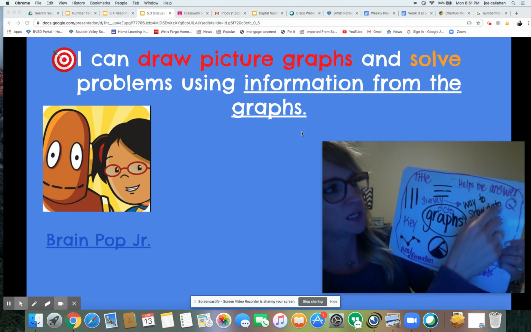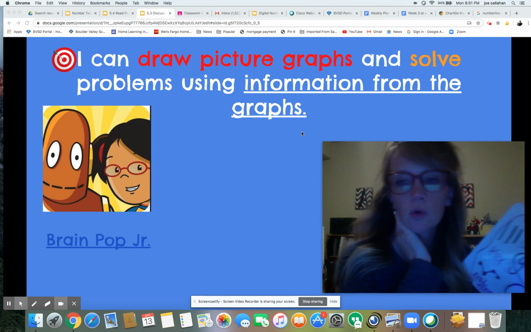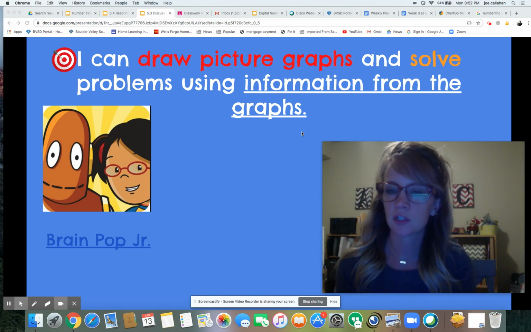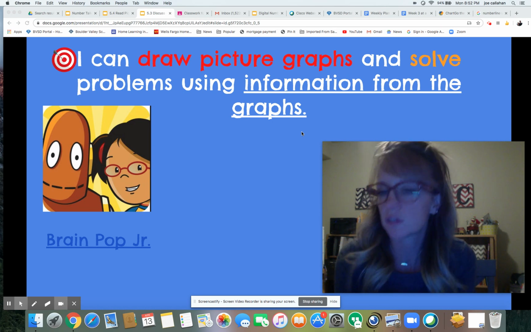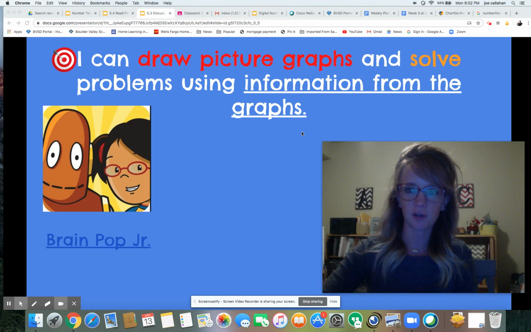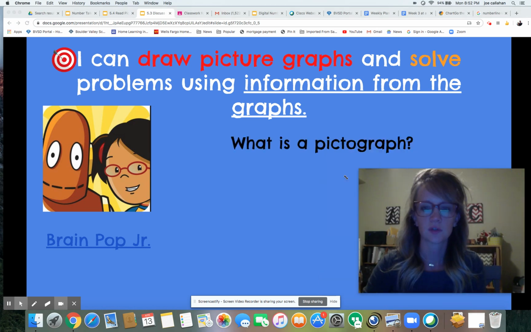I use the word data. I heard that a couple times. So a pictograph is definitely a way that we can organize data and information that we collect. I want you to make sure to tell someone near you or call someone on the phone or FaceTime someone and tell them what you've learned about a pictograph today. So what is a pictograph?